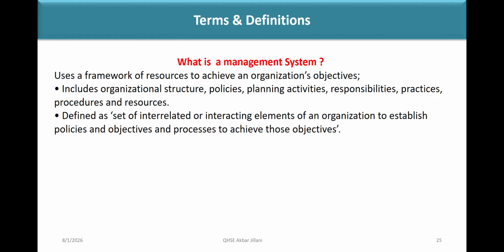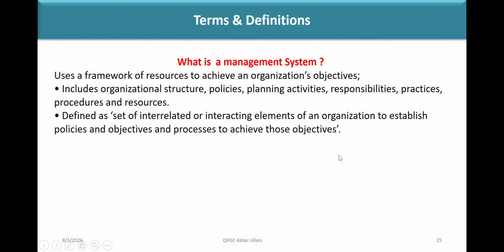A management system uses a framework of resources to achieve an organization's objectives, including organizational structure, policies, planning activities, responsibilities, practices, procedures, and resources. This is the definition: a set of interrelated or interacting elements of an organization to establish policies and objectives and processes to achieve those objectives.